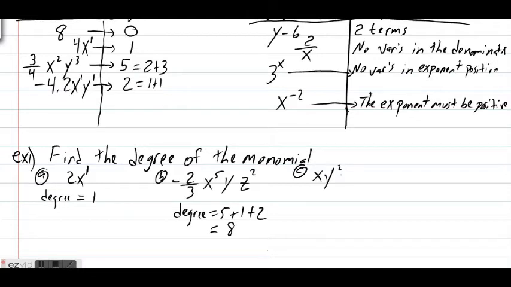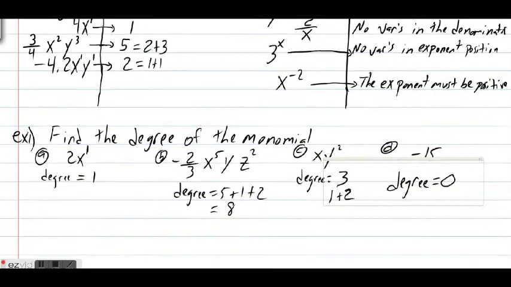Right? Here's 2 more for you. You guys try them real quick. xy squared and negative 15. Right. The degree for xy squared is 3. Recall, the exponent on x is 1, and then the exponent on y is 2. So 1 plus 2 gives us that 3. And then, because negative 15 does not have a variable, the degree is 0.